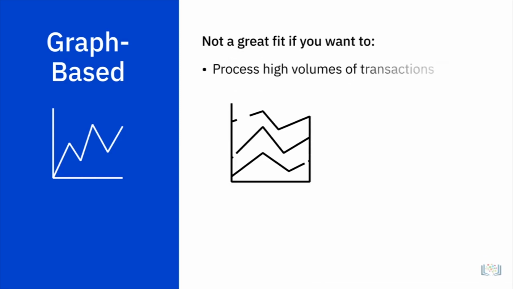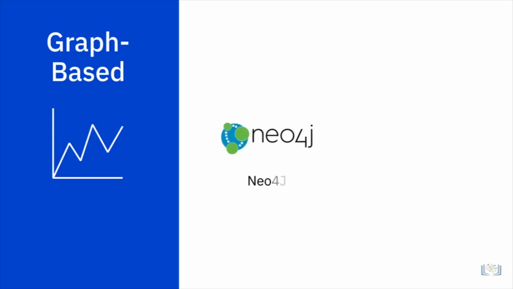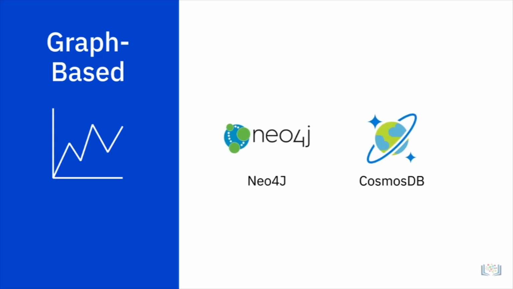But if you want to process high volumes of transactions, it may not be the best choice for you, because graph databases are not optimized for large volume analytics queries. Neo4j and Cosmos DB are some of the more popular graph databases.